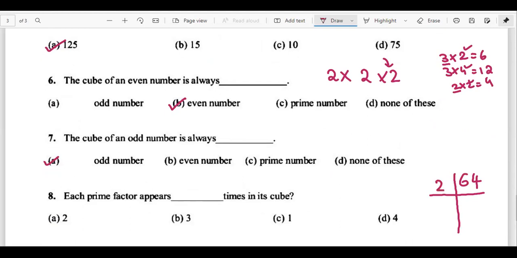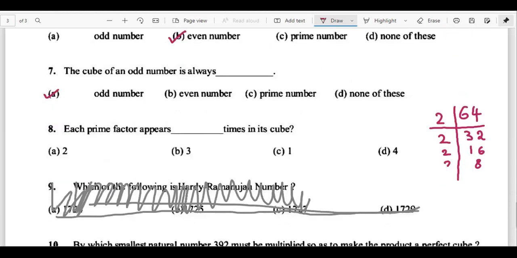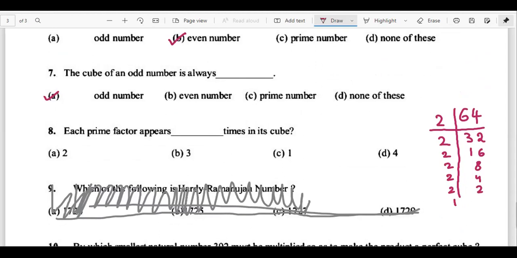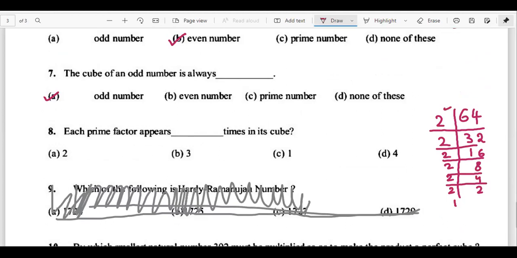That is going to give us 32. Then again it would be 2, so we get 16. Again it's 2, we get 8. Then 2, 4, then 2 and 2, and then we get 1 and 1. So how many 2's are we getting? 1, 2, 3, 4, 5, 6.